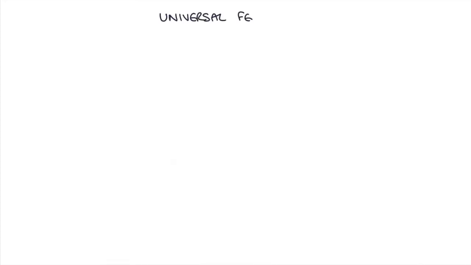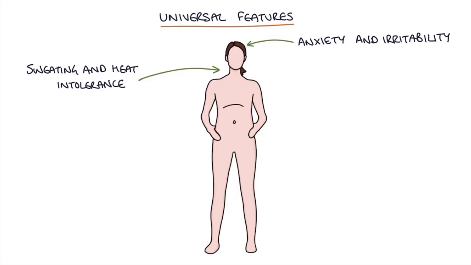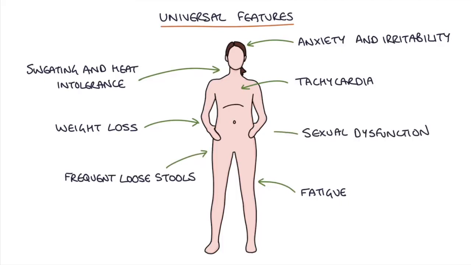So what are the universal features of hyperthyroidism? The universal features of having a high thyroid hormone level in the body: anxiety and irritability, sweating and heat intolerance, tachycardia or fast heart rate, weight loss, fatigue. Even though they have a high thyroid hormone level, they're going to feel exhausted all the time. The thyroid hormone also stimulates the bowels, so you get frequent loose stools, and they can have sexual dysfunction as well.